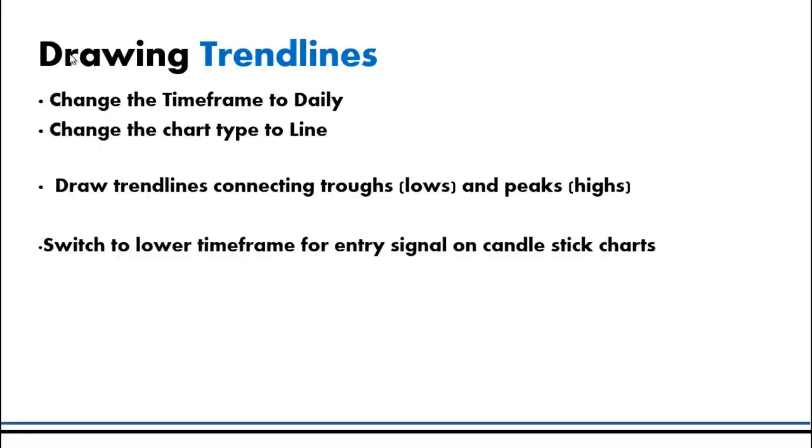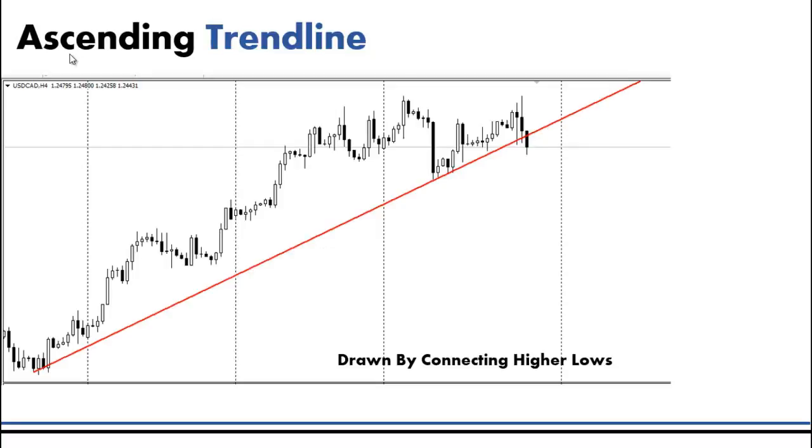Now, how do you draw these trend lines? You can easily do that by going to your chosen time frame. I will recommend at least a 4-hour chart if you want to draw your lines. Then you can change to a line chart so that you can see the peaks and the troughs easily. Once you have successfully placed your trend lines, you can then go to lower time frames to pick your entry.